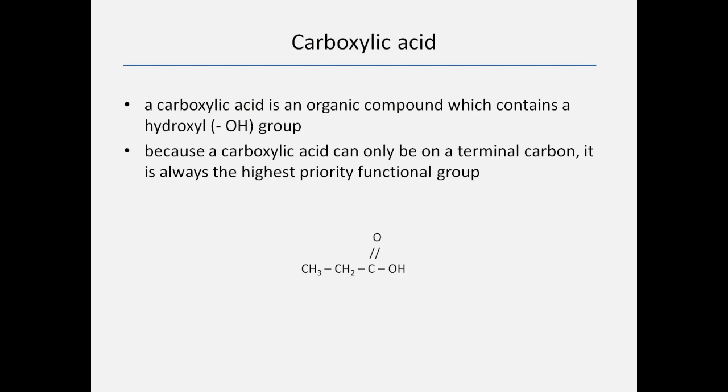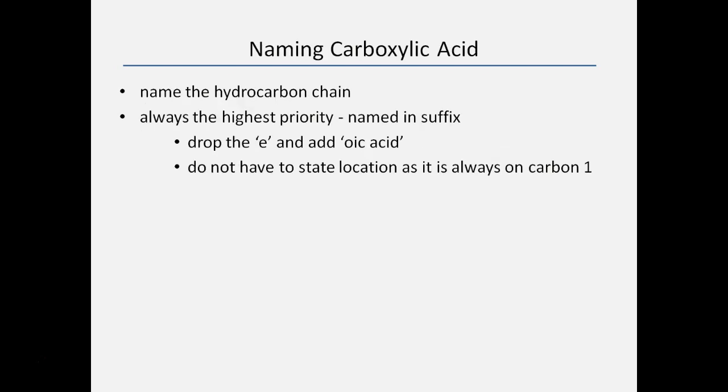Now, we're going to jump to our highest priority functional group, because the last two that we're going to be looking at this year are derivatives of it. The highest priority functional group is a carboxylic acid. Because it's a carboxylic acid, it can only be on the end carbon, and it will only be named in a suffix. We will not be looking at any functional group of higher priority. When we name them, we drop the e and replace it with -oic acid. The carbon that has both the carbonyl and hydroxyl on it, which forms my carboxylic acid group, is always carbon 1.